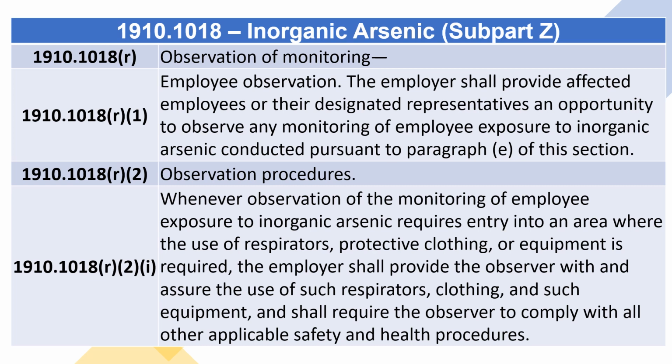1910.1018(r)(2) Observation procedures. 1910.1018(r)(2)(i) Whenever observation of the monitoring of employee exposure to inorganic arsenic requires entry into an area where the use of respirators, protective clothing, or equipment is required, the employer shall provide the observer with and assure the use of such respirators, clothing, and such equipment, and shall require the observer to comply with all other applicable safety and health procedures.